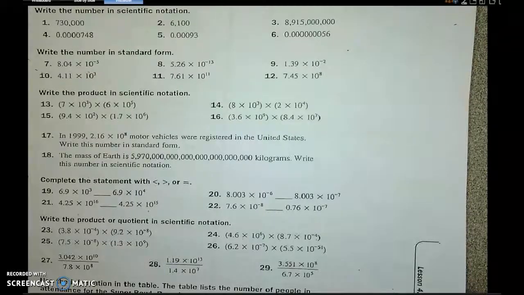All right, folks, let's go ahead and look at this assignment. We're still dealing with scientific notation. So you were assigned the odds, so I'm going to look at some of the evens to make sure that you have some examples to work through.